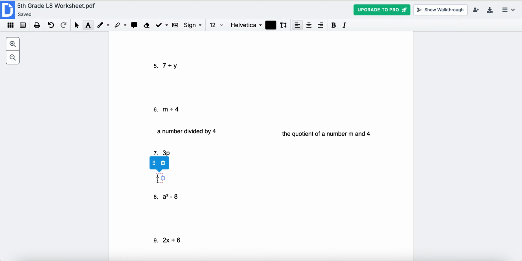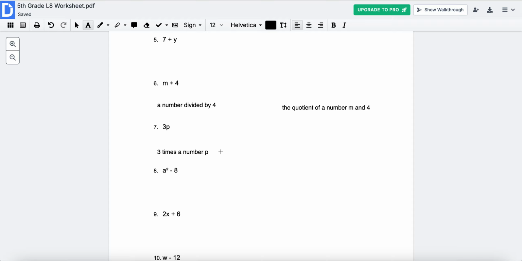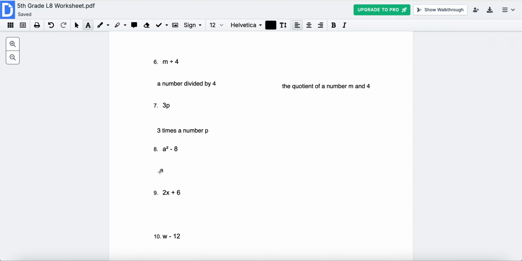Next one is 3p. So it's just 3 times p, right? You do 3 times a number p. Next one, a squared minus 4. So you have to let them know that a is squared in words. So I would do the square of a number minus 4.